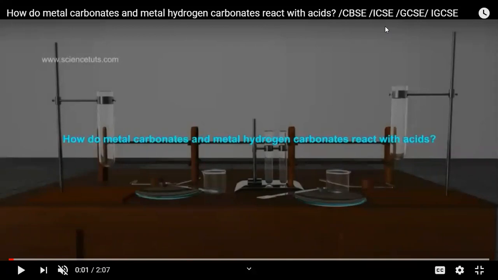Today, what I'm going to teach you is how metal carbonates and bicarbonates react with acids. Metal carbonates and metal bicarbonates show a very vigorous reaction with acids, but with bases they do not show any particular reaction.